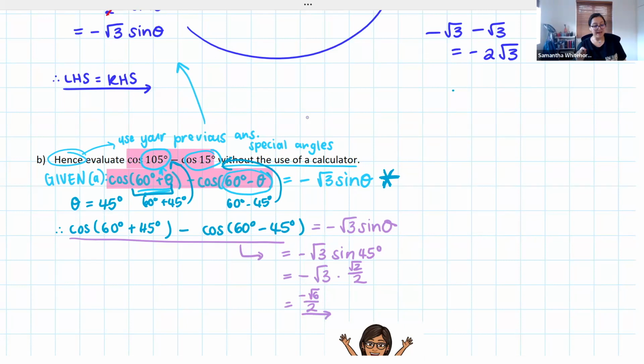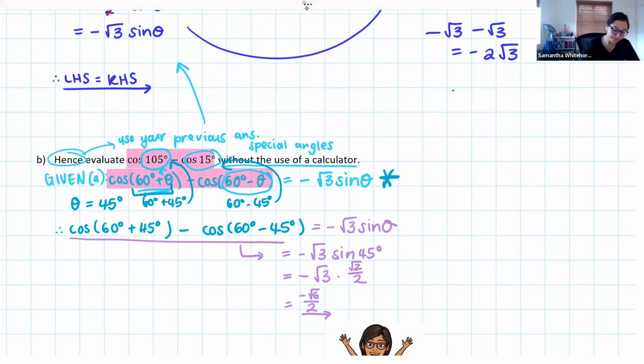So when it says hence or otherwise, use your answer that you've already proven true or already gotten in the first question in order to answer the second question. That is essentially what we're asking you to do when we say hence or otherwise. Because we knew from the first question that the cos 60 plus theta minus cos 60 minus theta was equal to negative root 3 sine theta. We proved that in question A. We could use that fact in question B.